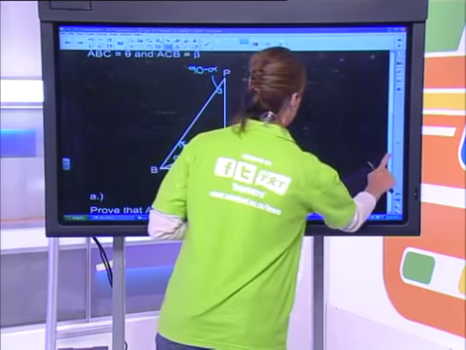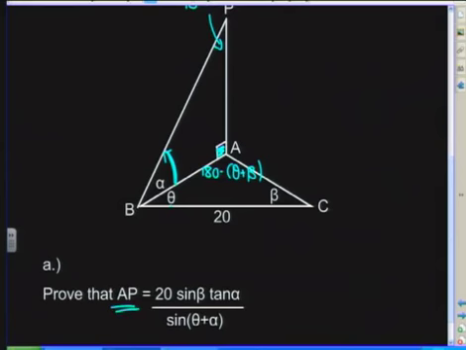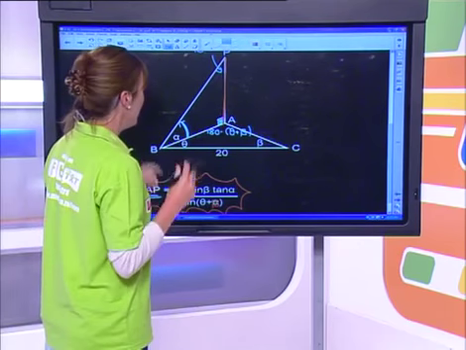Let's see. They're asking us to prove that AP, so where's AP? Over here. They're asking us to prove that AP is equal to, and they've obviously once again given me the whole formula that they want me to prove. If I'm not mistaken, guys, please just change that to beta on your notes, because I need to edit that there. Right, what have we got?